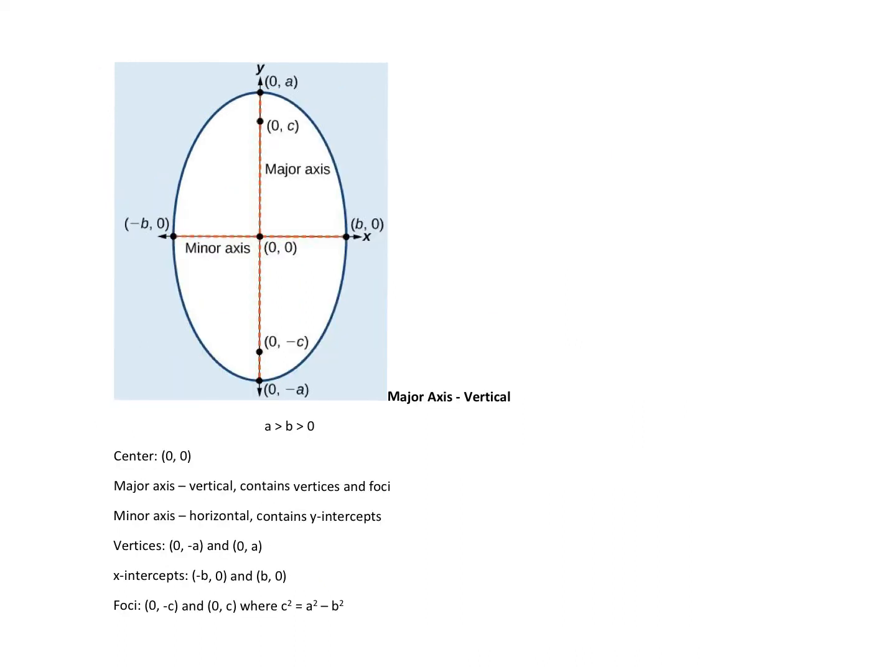So the major axis being vertical is going to look pretty much the same. I still have a greater than b, but what that means is that the larger number is going to be underneath the y. The form is still the same. And our foci are still found by taking the larger minus the smaller. So let's do some examples.